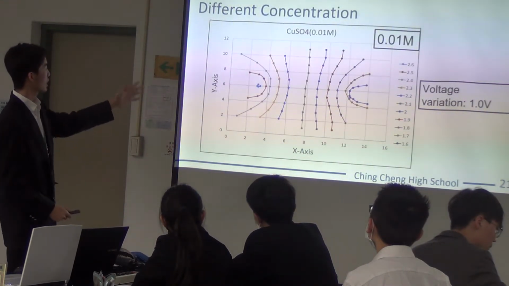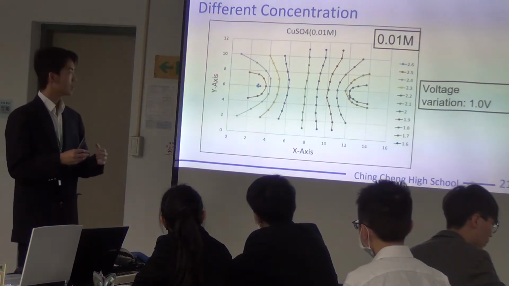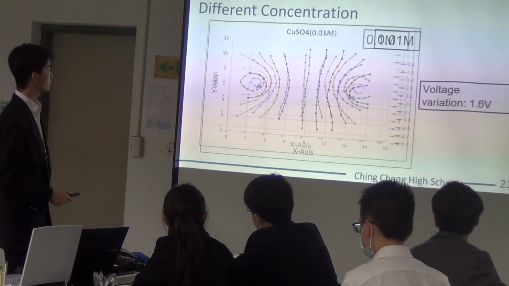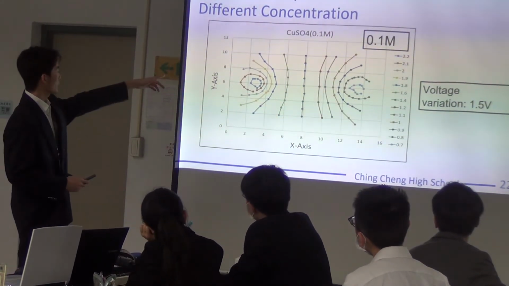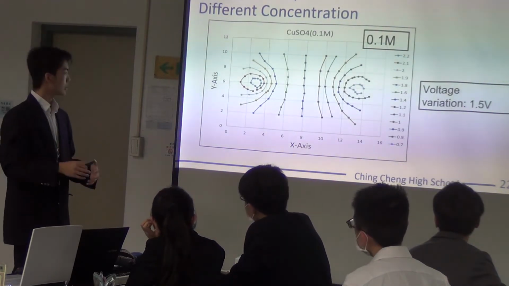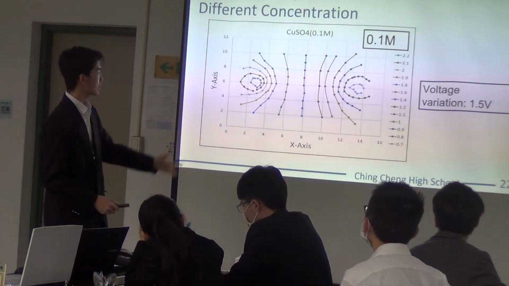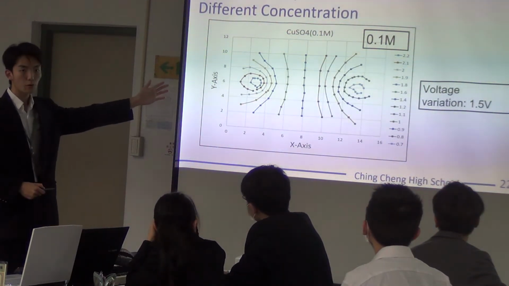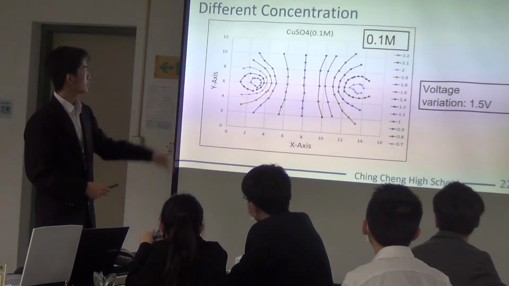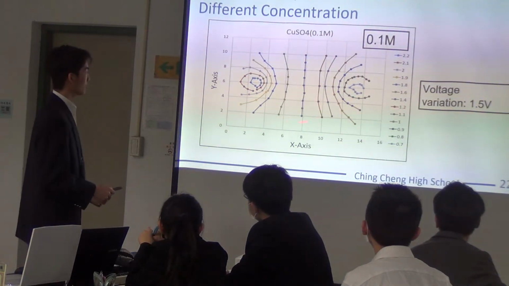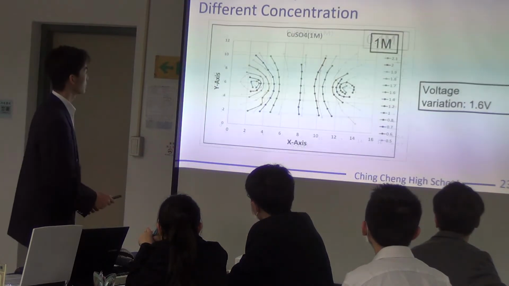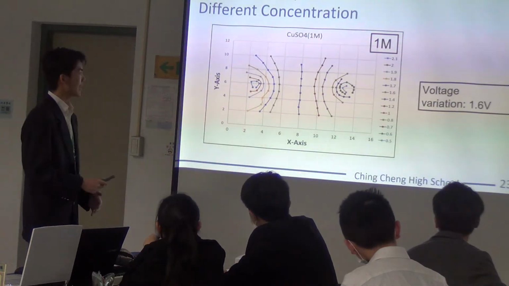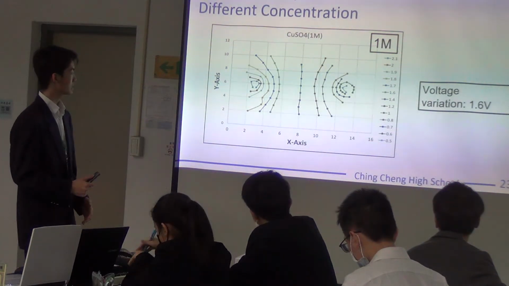So this is the result I got from the 0.01 experiment, and it has a voltage variation of 1 volt. And so here the different colors are correlated to one voltage, and this is our equipotential line distribution. So here's a result for 0.1 concentration. It has a voltage variation of 1.5 volts. And here is the concentration of 1M, and it has a voltage variation of 1.6 volts.